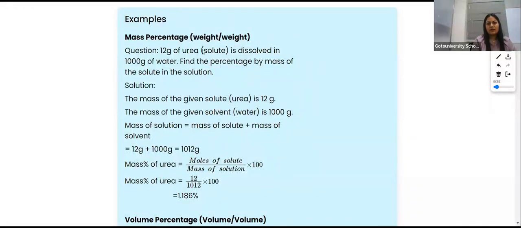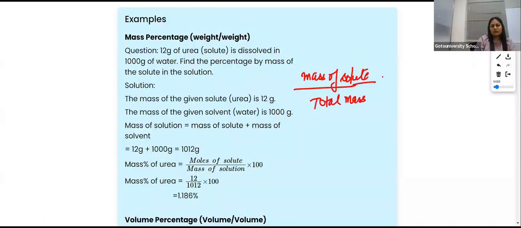As you can see here, we are given the mass of urea, that is 12 gram. Mass of the solvent is given, that is 1000 gram. To calculate the mass percentage, what is the formula? It is the mass of solute by total mass of solution into 100.